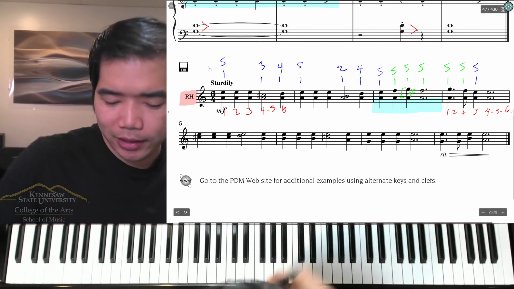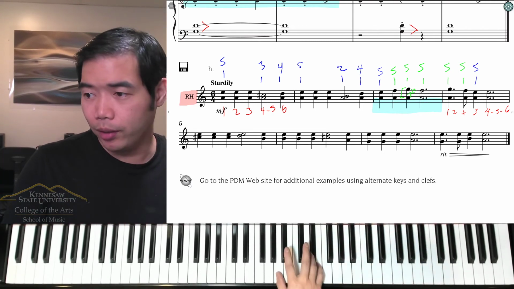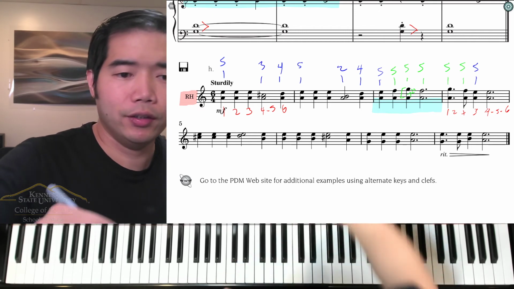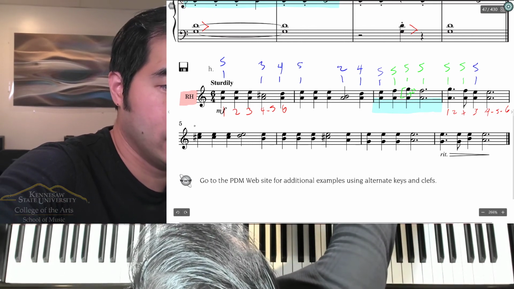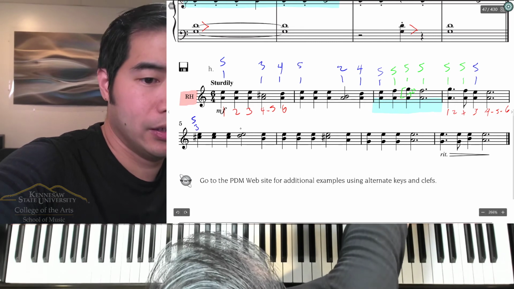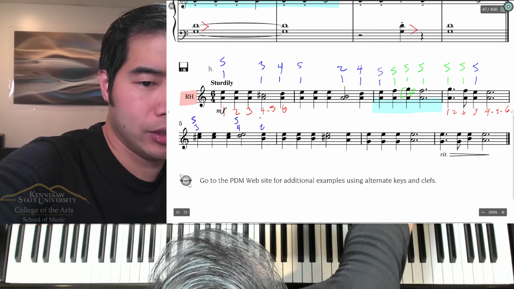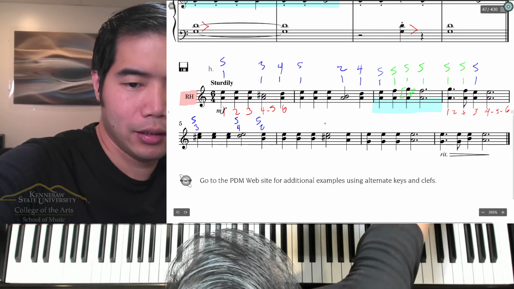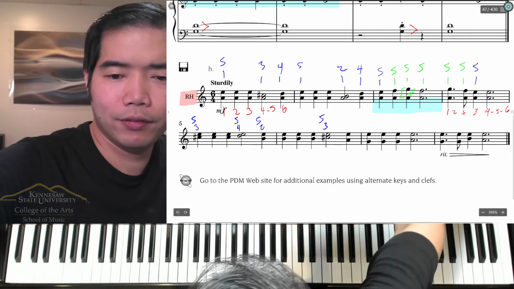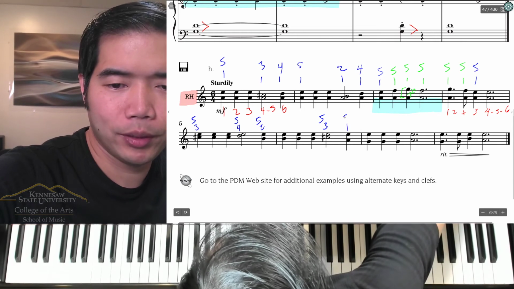C sharp, E, that's still in E position, but C sharp is 3rd finger, E is 5th finger. So now this is going to be 3, 5. D and E will be 4, 5. B and E will be 2, 5. C sharp and E will be 3, 5. A and E will be 1, 5.